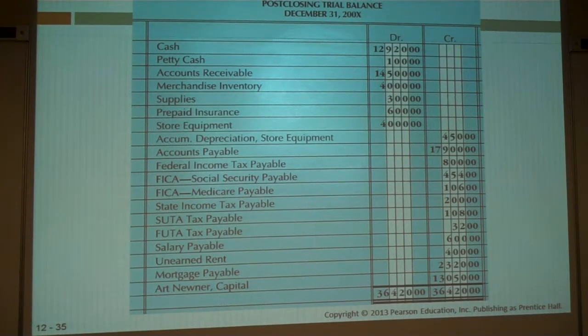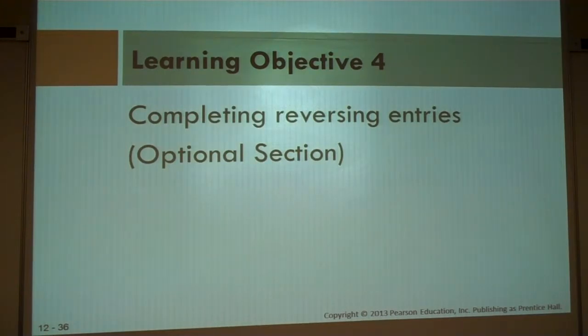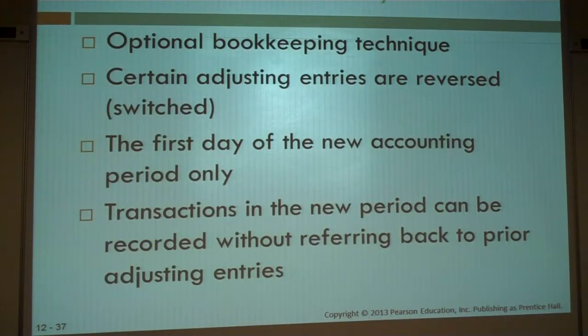There's the post-closing trial balance. A few more accounts on there than what we've had before. Here's the reversing entries, the optional section here. The best rule of thumb is if it tells you to do a reversing entry, do a reversing entry.